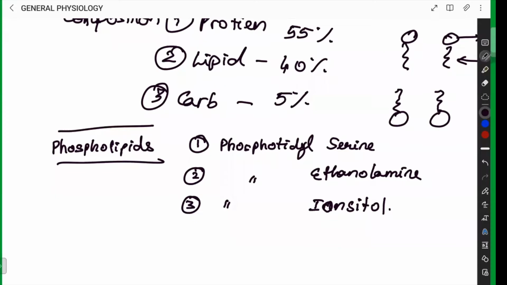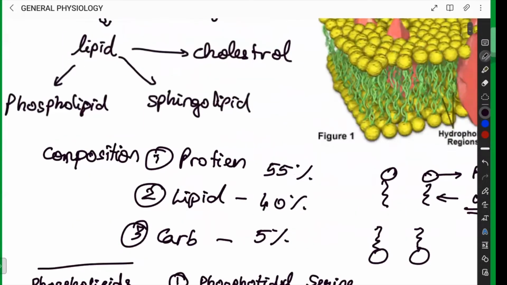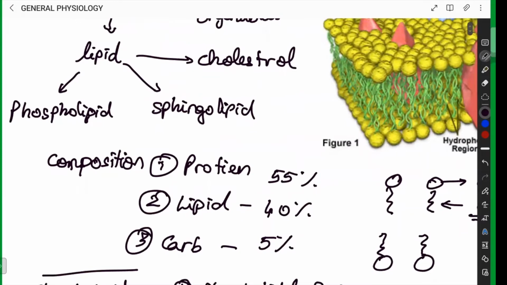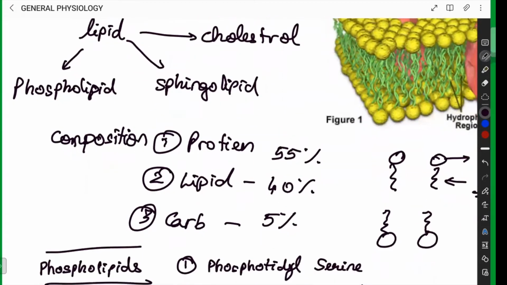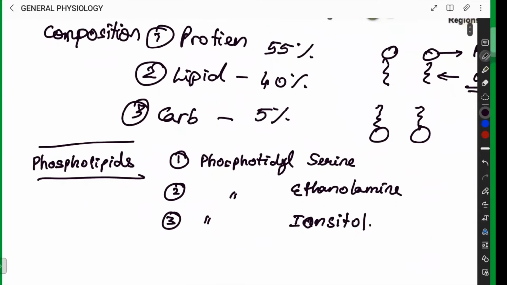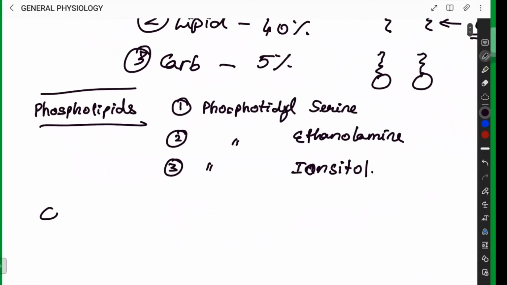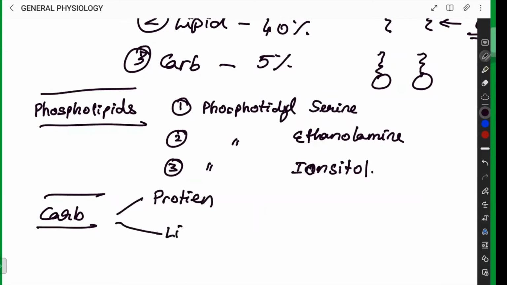Now you have a cell membrane. You know the major aspect of your cell membrane is going to be lipid. So what are the different types of lipid? Phospholipid, sphingolipid, cholesterol. Phospholipid is the major one. What are the three important phospholipids? Phosphatidyl serine, phosphatidyl ethanolamine, phosphatidyl inositol. Then coming to your carbohydrate and your protein. Always remember, your carbohydrate cannot be present in a free form. It is always present either along with protein or along with lipid. With protein, you call it a glycoprotein.